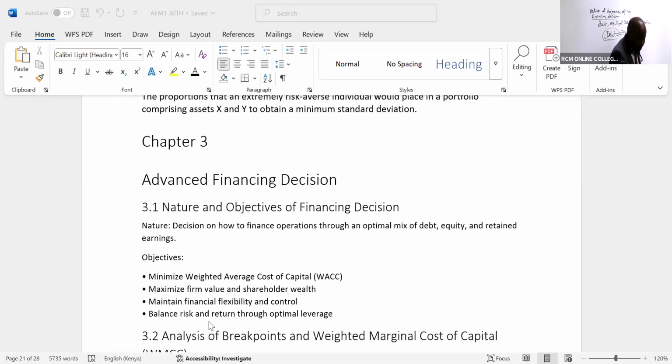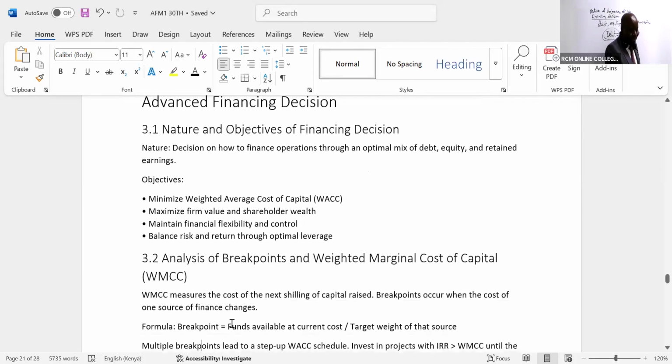All right, give us another title there. Analysis of breakpoints and the weighted marginal cost of capital, what we shall be calling WMCC, weighted marginal cost of capital.